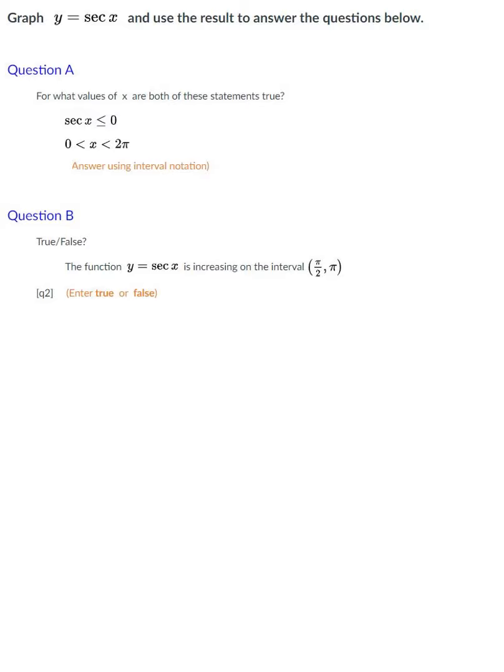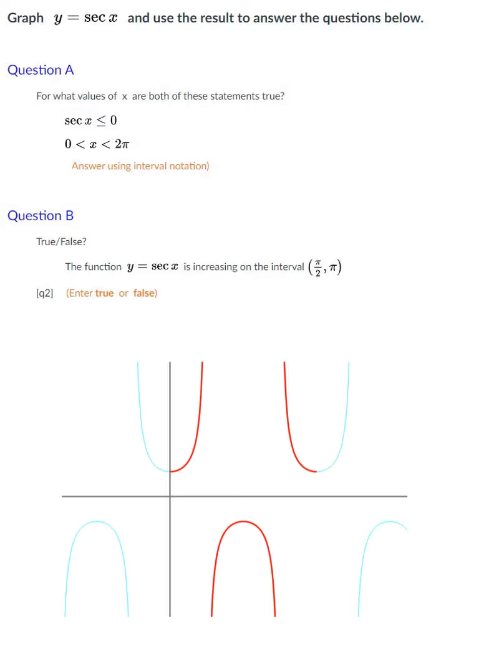So on this problem, they asked us to graph y equals secant of x, and then they have two specific questions that they want us to address. First, here's the graph of the secant of x. It has infinitely many of these alternating U-shaped things. I've put in red the interval from 0 to 2 pi, which is one period of this function.